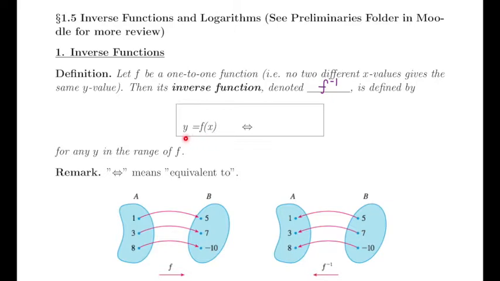What that means is if you have y is equal to f of x, that is equivalent to saying that f inverse of y is x. So you can see hopefully what's going on. In the first case, x is the input, y is the output. But in the second case, y is the input, x is the output. In other words, they have flipped around.